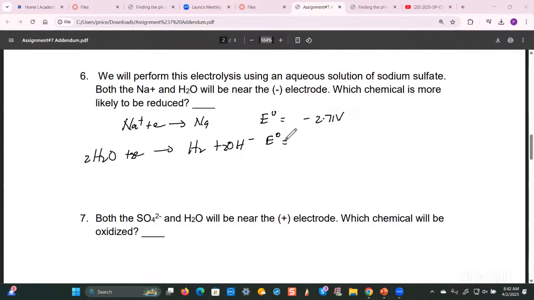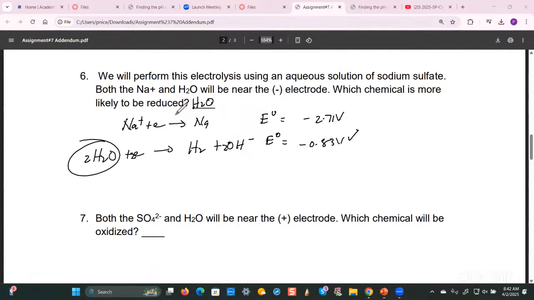And in the case of the water, when that is reduced, its value is minus 0.83 volts, right? So what you'd have to do next is compare these two to see which one is higher. The one that is higher is the one that is most likely to occur at the cathode, right? So that means that this is the higher value. So therefore, the one substance that will undergo reduction under these circumstances will be the H2O. All right? So that's the answer for number 6.